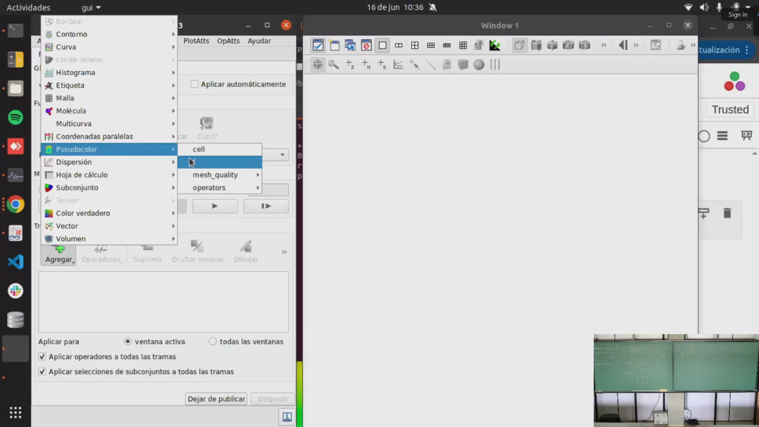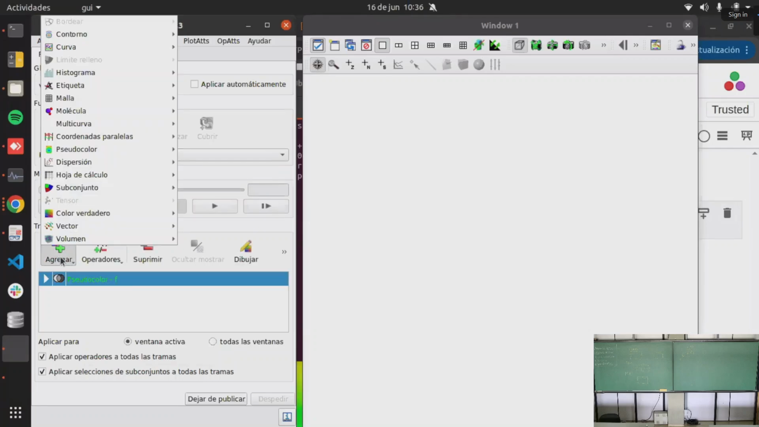VisIt is a big software to visualize a lot of things. It's very powerful.